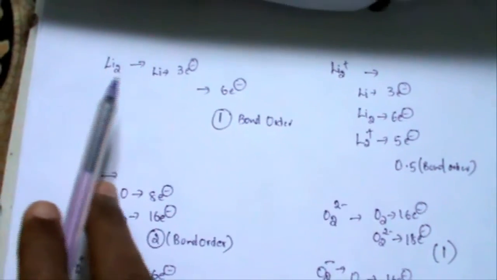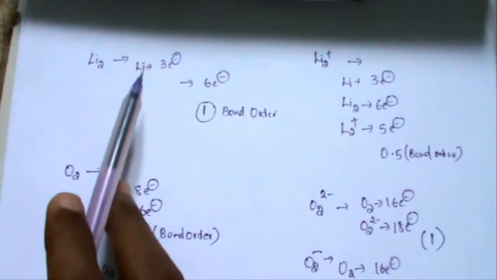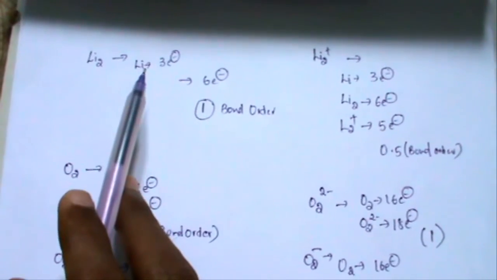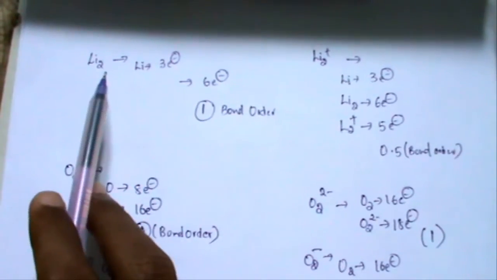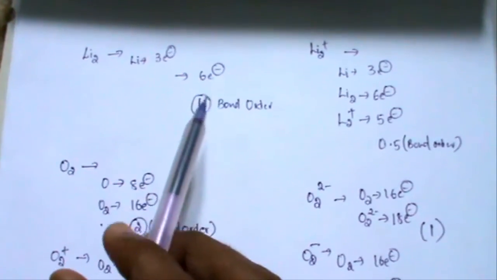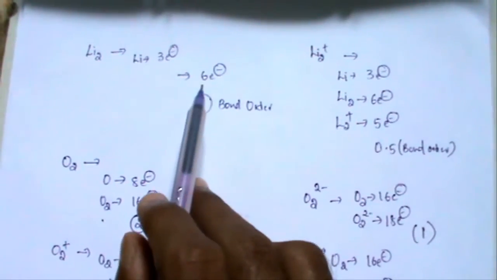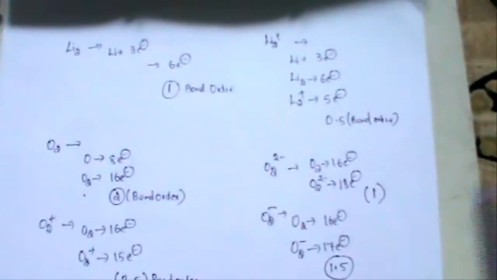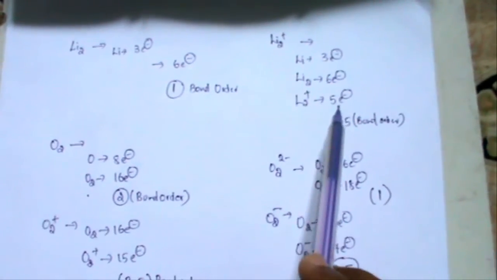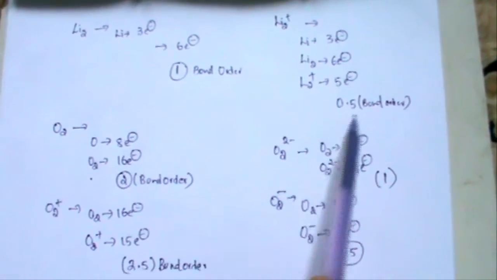Take the lithium molecule. A lithium atom has 3 electrons and there are 2 lithium atoms, so a total of 6 electrons. If you have 6 electrons, then the bond order, look at the box, so the bond order for the lithium molecule is 1. If you take out 1 electron, then it becomes 5 electrons, and then it has 0.5.